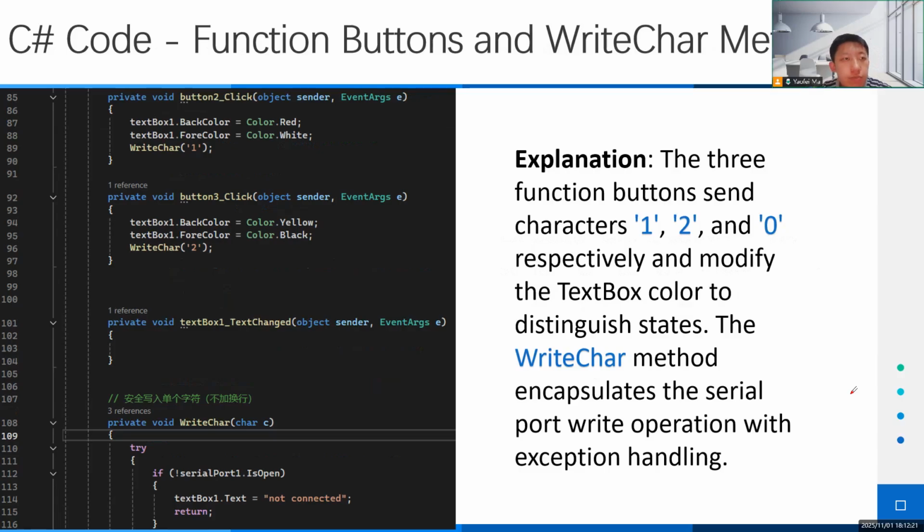The first button for Hello World changes the text box background to red and the text to white. Then it calls Write char 1 to Arduino. The second button for Hello C# changes the text box background to yellow and the text to black. Then it calls Write char 2 to Arduino. The third button for Hello Robot also uses Write char 0 to Arduino.